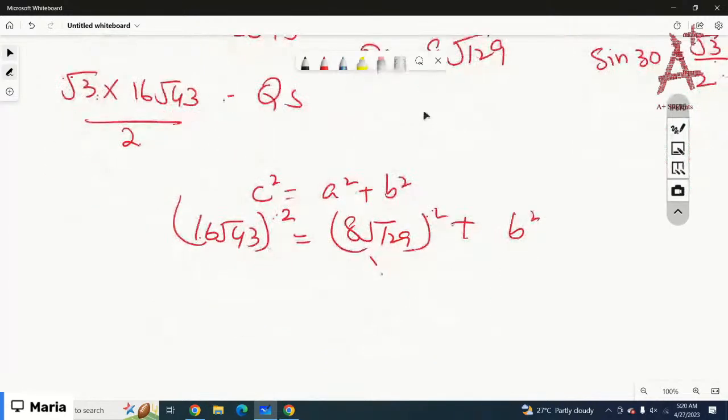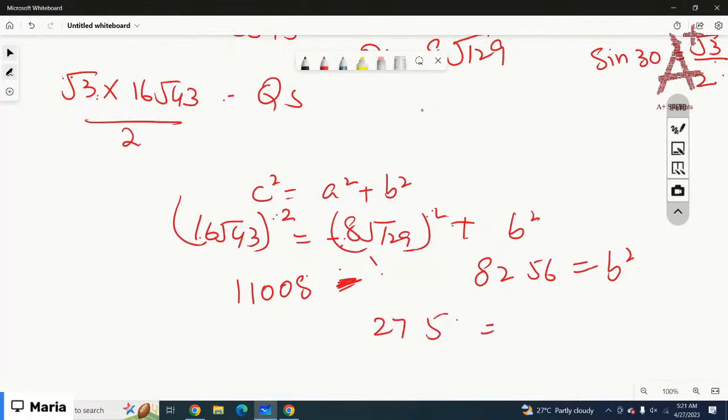Got it? Let me just calculate the squares. 16 square is 256, and 256 times 43 is 11008, and you subtract 8 square root 129 squared. 8 square is 64 times 129, that would be 8256, and that equals b square. Just subtract 11008 minus 8256, so it would be 2752. Just calculate the square root.